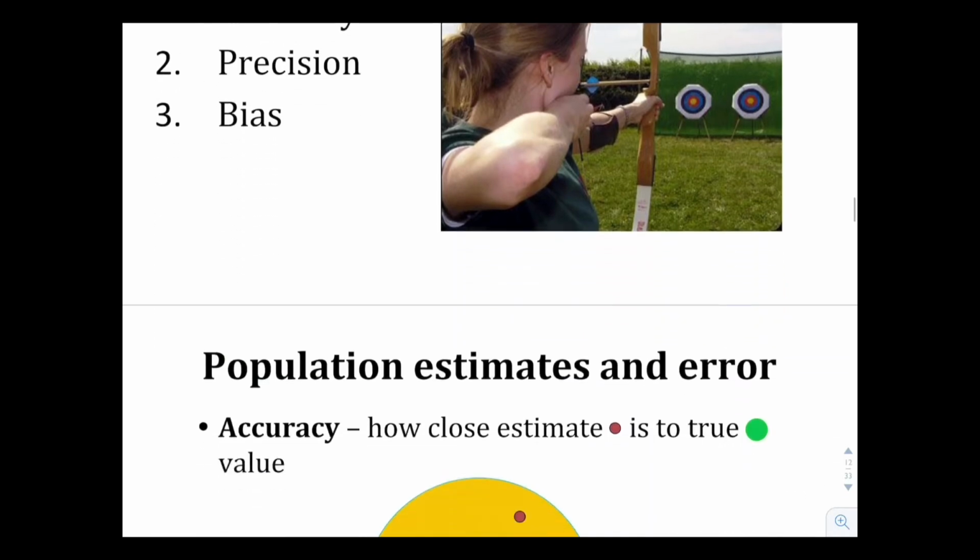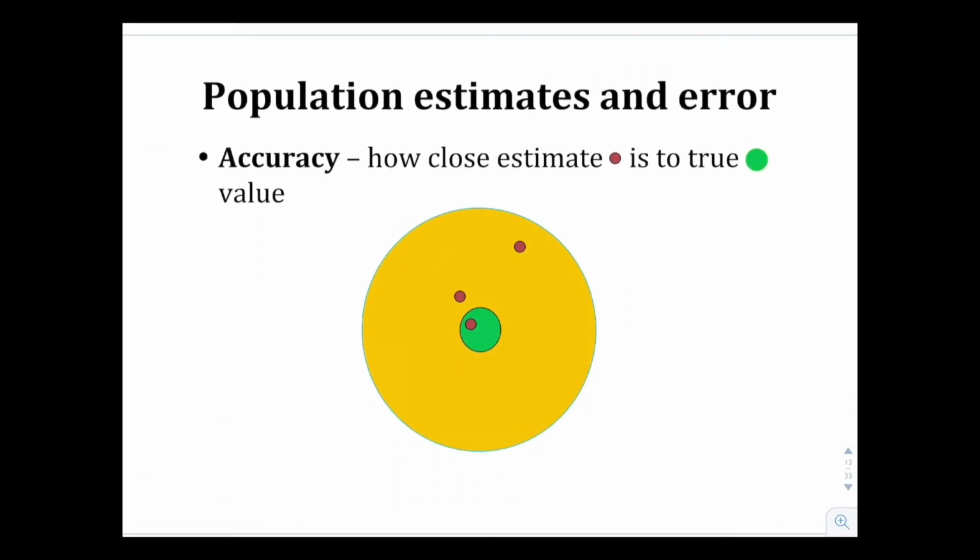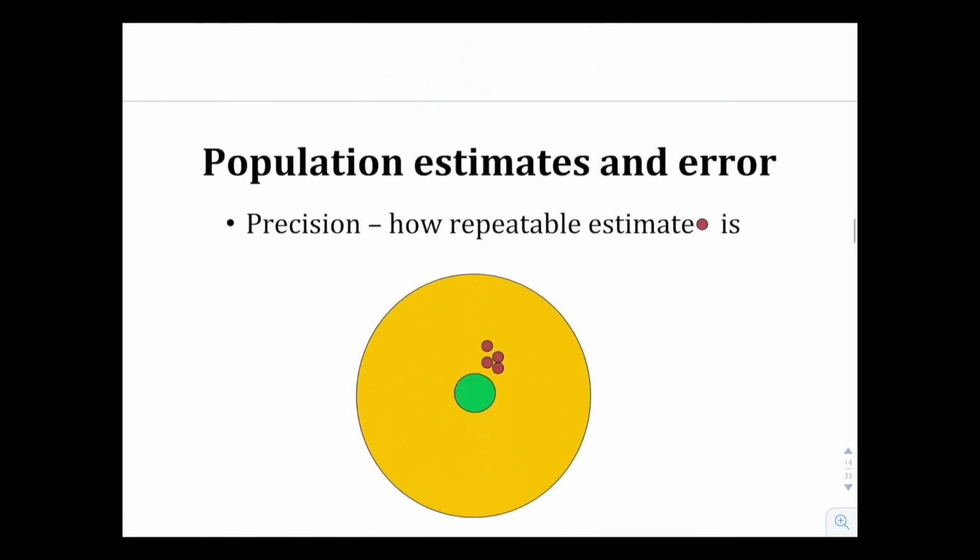Now, accuracy we can probably consider a review. Accuracy is how close the estimate is to the true value. So you can see we have one dot that has fallen directly into the true value, so that one is highly accurate. We have another one that has fallen just outside of the true value, so that one's a little less accurate. And then we have this guy way over here that has no idea what's going on, and so clearly that's not accurate at all.